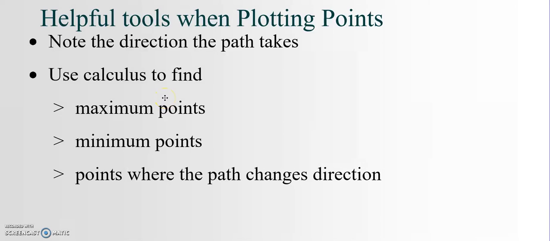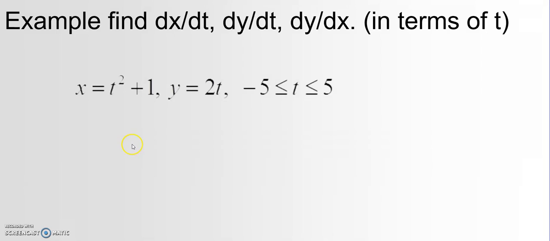So some helpful things when we're thinking about plotting parametric equations would be to know where maximums and minimums occur. And because we have an equation for the x coordinates and an equation for the y coordinates, we can find maximums and minimums of x, and we can find maximums and minimums of y, and we can find maximums and minimums of y with respect to x. So those are things that can help us out.